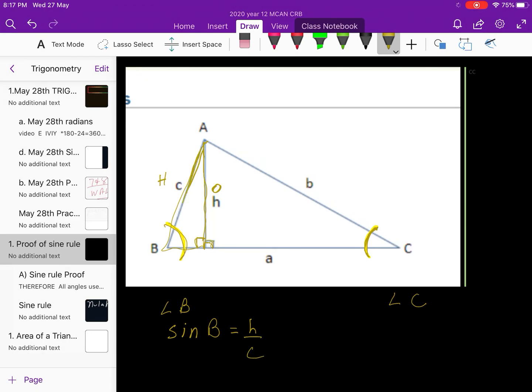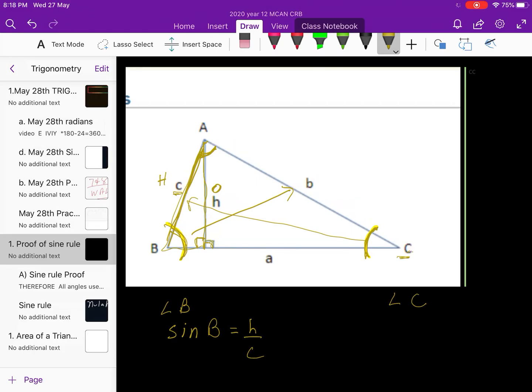Now there's a reason why this is called C, all right, because little c is opposite to big C. So big C is this angle here, and little c will be the side opposite. Big B is here, that's the angle, and little b is opposite. Big A is here, that's the angle, and the side opposite is little a. So that's why we name it, and there's a very specific convention that we have to use to do that.